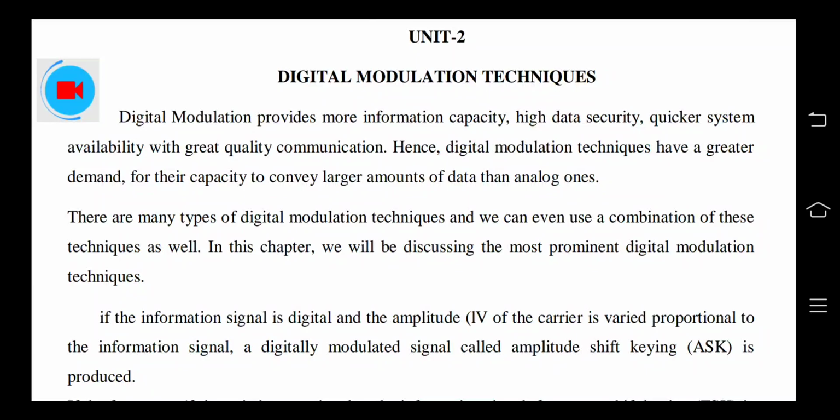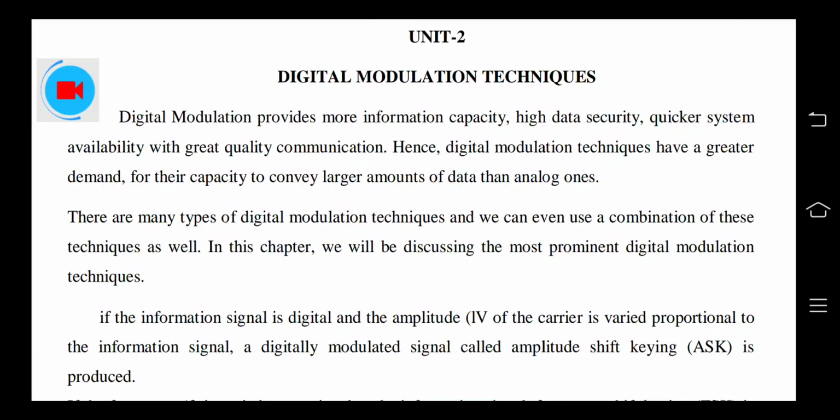Digital modulation provides more information capacity, data security, quicker system availability, and a greater quality communication system. Digital modulation techniques are used to convert from the easier analog modulation method to digital modulation. With digital modulation techniques, you can speed up transmission from source to destination also.